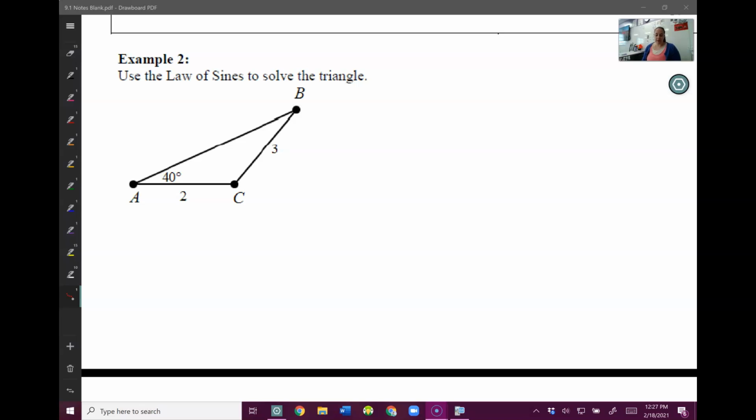Let's do another example with the law of sines. Now remember, the whole key to the law of sines is I need to know one complete pair. So let's look at this triangle.